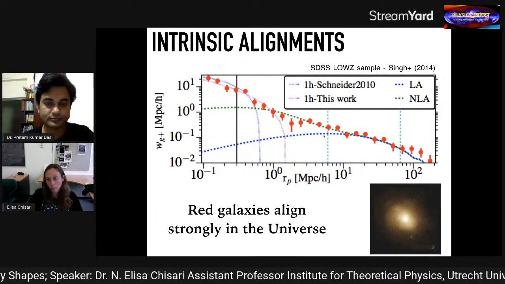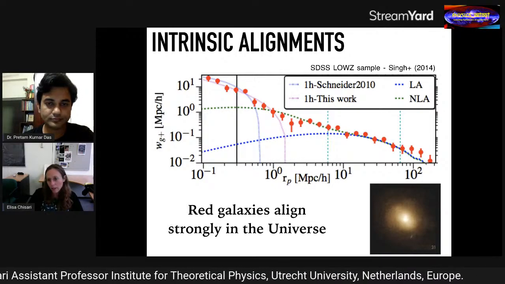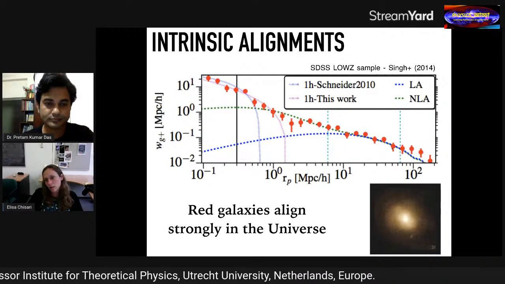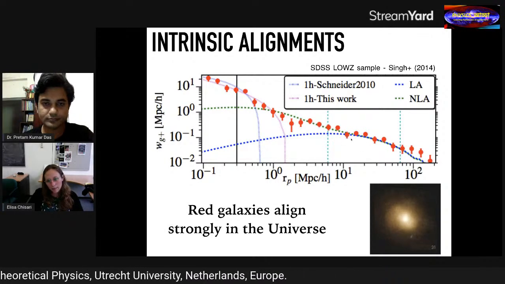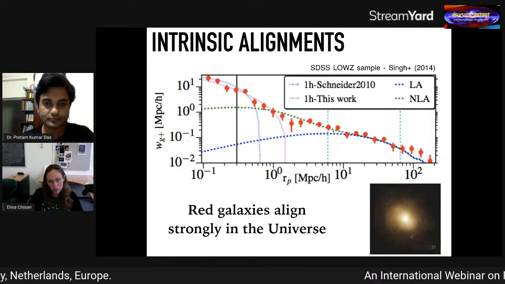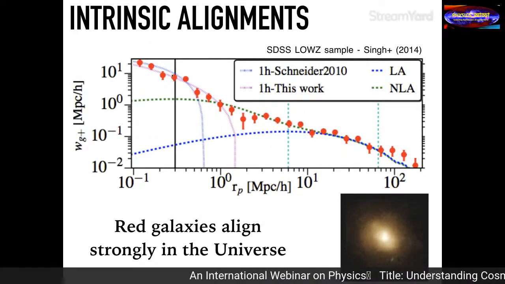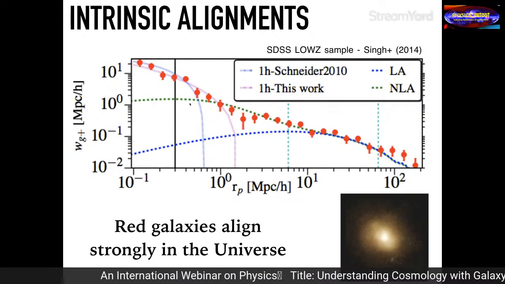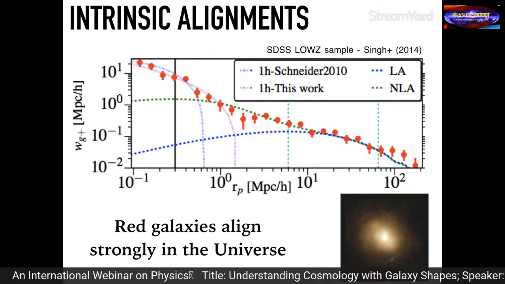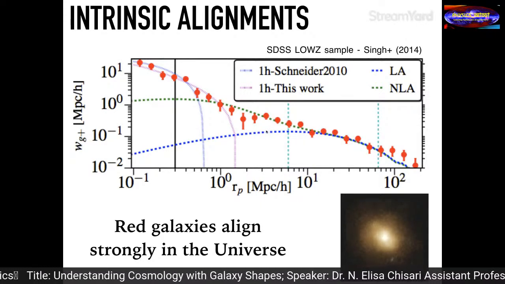So the one in blue, which is called the linear alignment model, and I'll say a little bit more about that soon, fits the data pretty well. And then there are extensions of that model. When you go to smaller separations, the galaxies are more aligned than the model predicts. So all the red points are above the blue curve, and you need extensions of that linear model to try to explain their alignment.